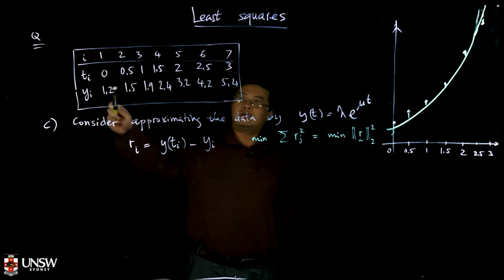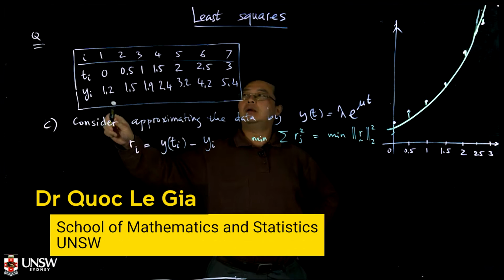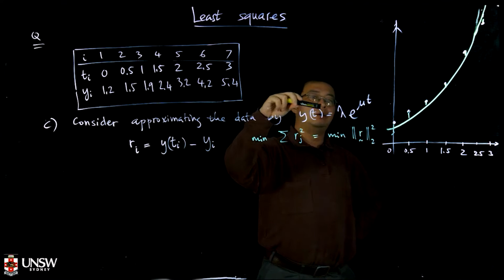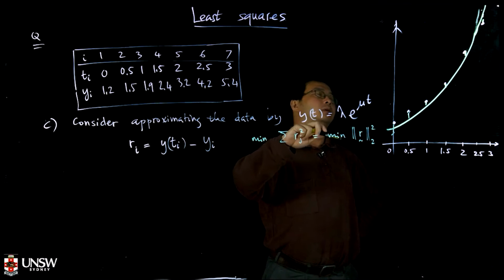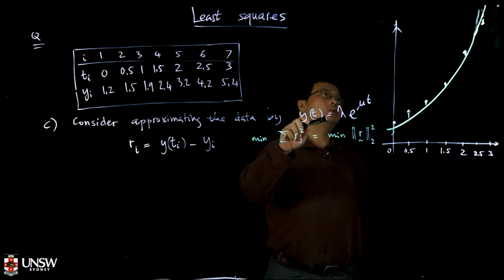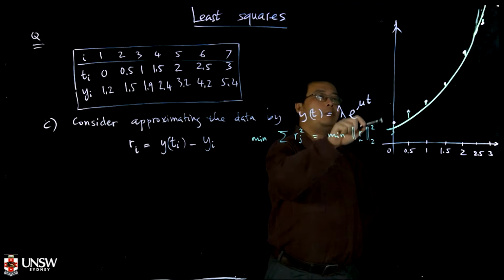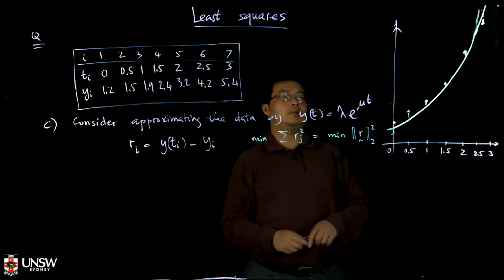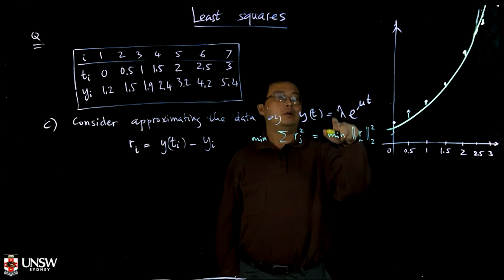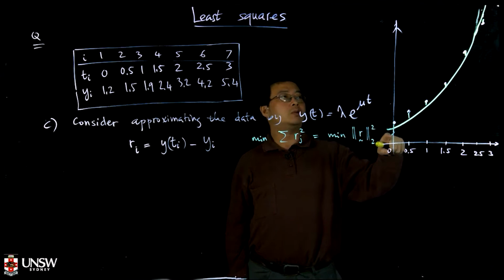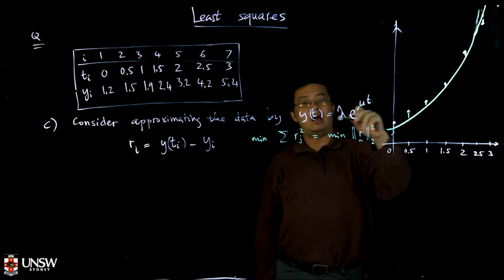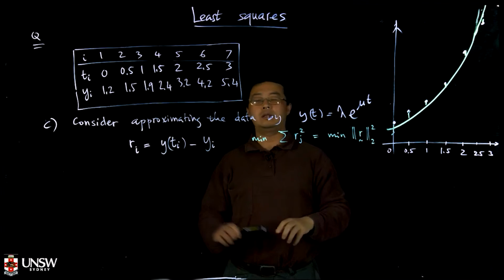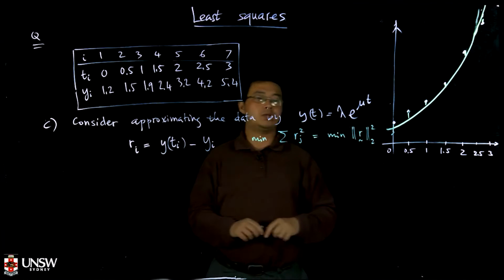Okay, so now we have 7 data points, yeah? And now instead of approximating by a polynomial like before, a line or quadratic, in many cases maybe it's better to approximate by an exponential function. So an exponential function is of the form some lambda times e to the mu t. So now the unknowns are the lambda and the mu. So how do you find lambda and mu in terms of a least square approximation?